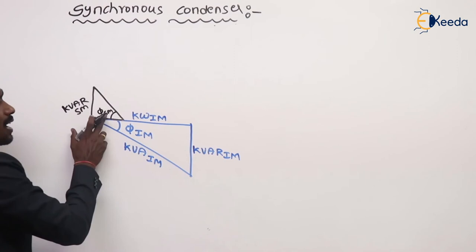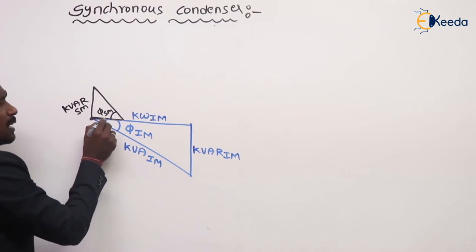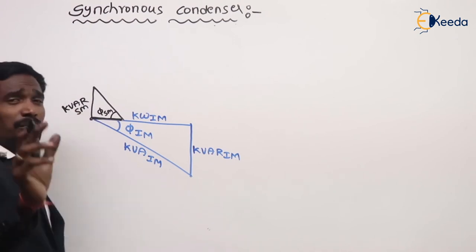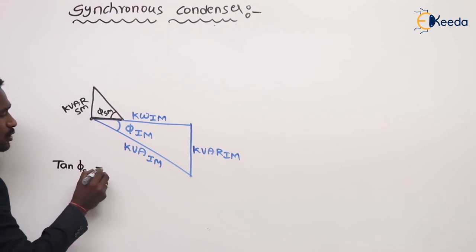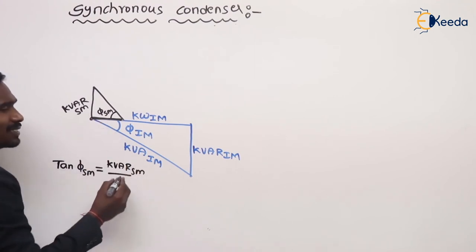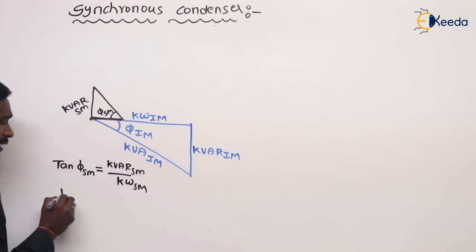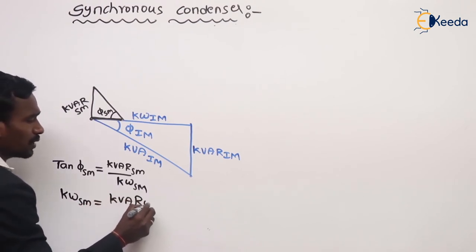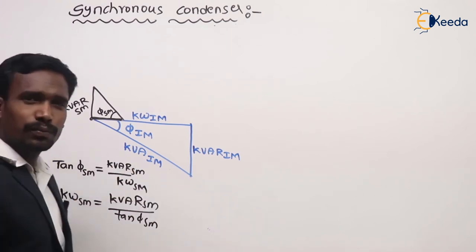Sir, how can we find if the angle is given and the reactive power is given? So, for example, we want KW. How can we find this KW? Opposite and adjacent, nothing but tan. So, tan of phi is equal to opposite upon adjacent. What is adjacent? KW of the synchronous motor. So what we want: KW of the synchronous motor is equal to KVAR of the synchronous motor upon tan phi. Like this, you have to find KW.